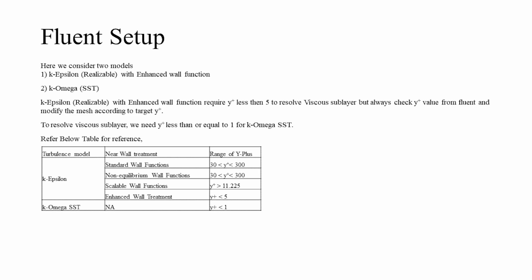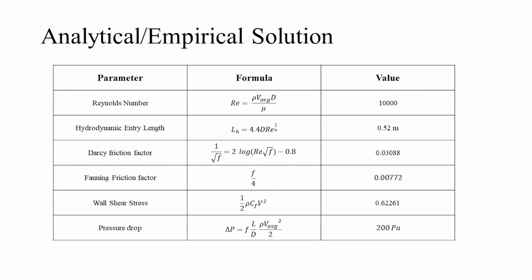Here we consider 2 turbulence models. One is realizable K epsilon with enhanced wall treatment, and the other is the SST K omega model. Both models are widely used to solve turbulent flows. And here is the summary of the calculated parameters, which we will compare with the Fluent simulation.